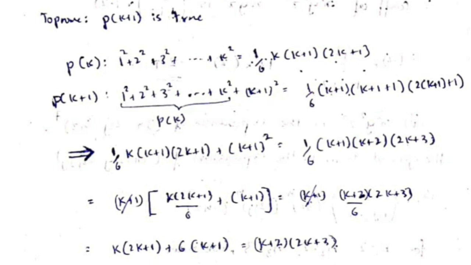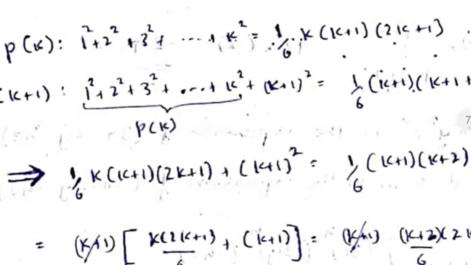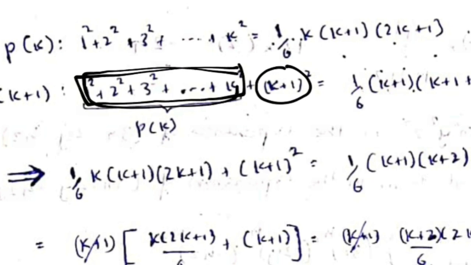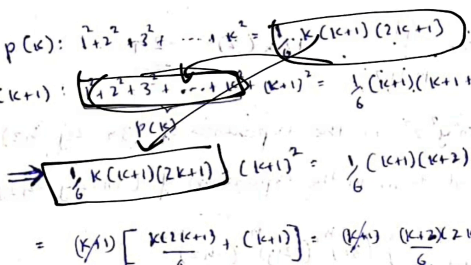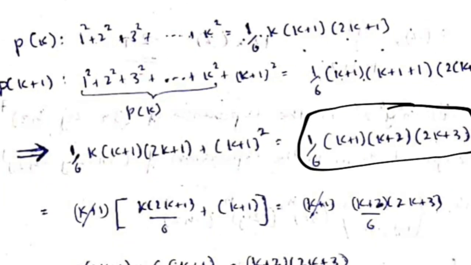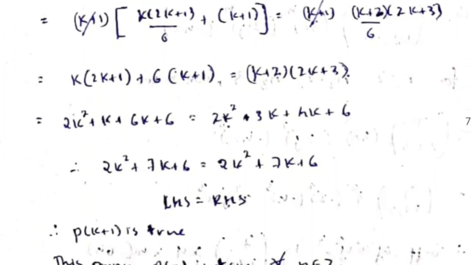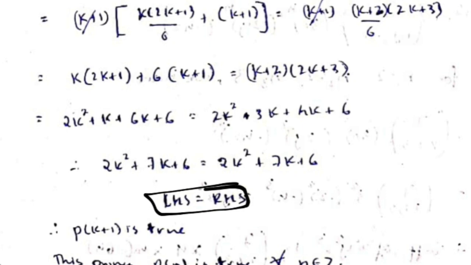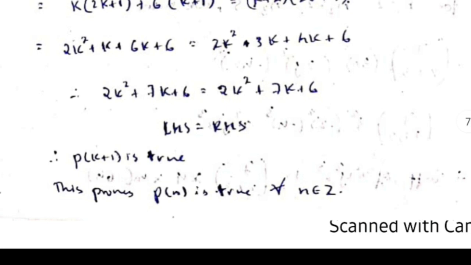Then see here, before k plus 1 we have the term still k, right? So instead of these terms, what we can substitute is this one, p of k. This is the same term here, and then the k plus 1 term will be here only. After simplifying this, we will get k plus 1 common here in both of these, and then we will simplify it further to get the final answer as LHS and RHS same. Okay, so that proves that p of k plus 1 is true, which proves p of n is true for all n belongs to z. Okay.